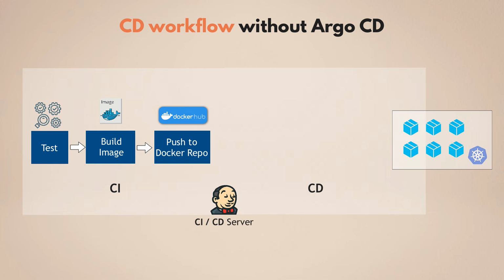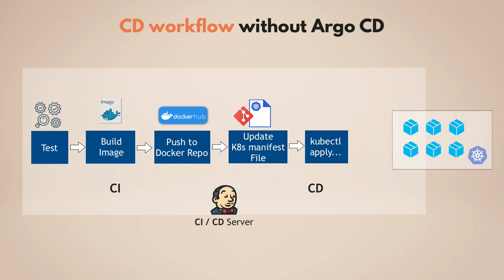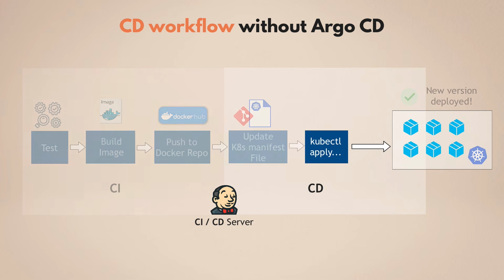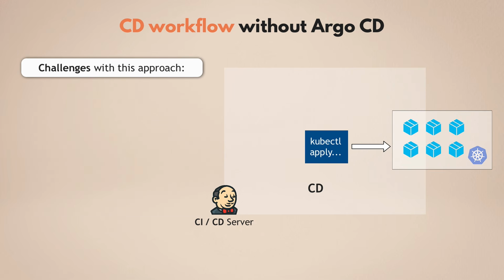So after the image gets pushed to the repository, Jenkins will update the deployment YAML file for the application, and using the kubectl tool, for example, will apply the updated deployment file to Kubernetes. And this is how many projects are set up. However, there are a couple of challenges with this approach.